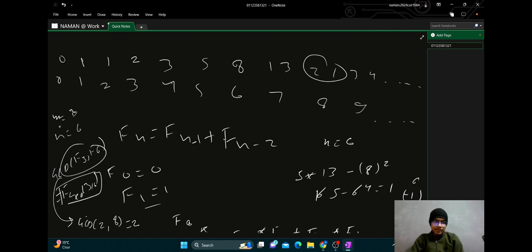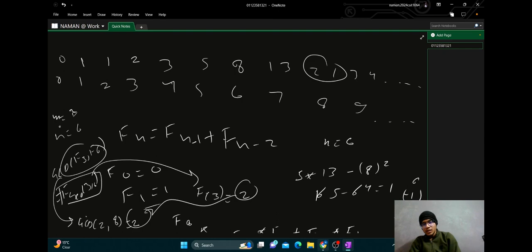And what is the answer for this? GCD of 3 comma 6 is 3. So f of GCD(3, 6) is f(3). What is f(3)? f(3) is indeed 2, as you can see. So it is another identity for the Fibonacci numbers.